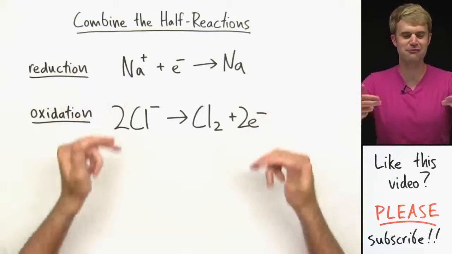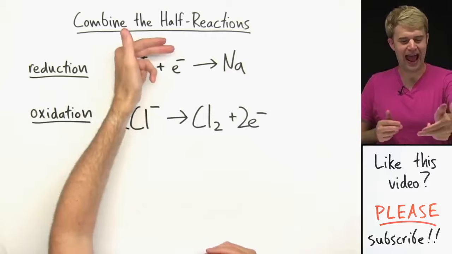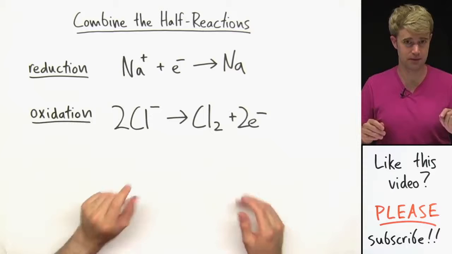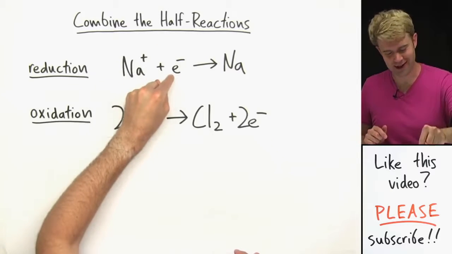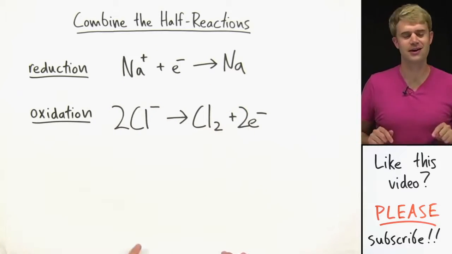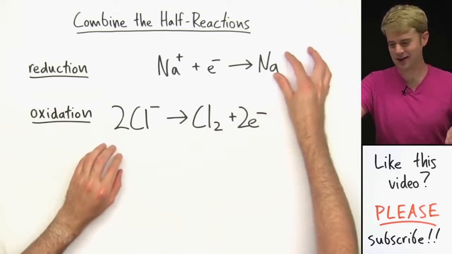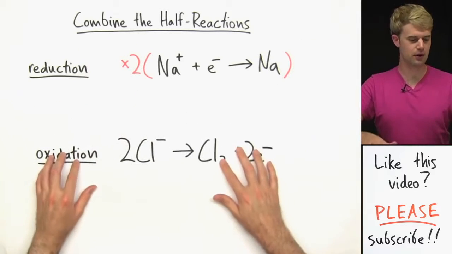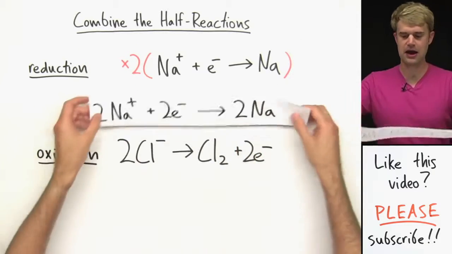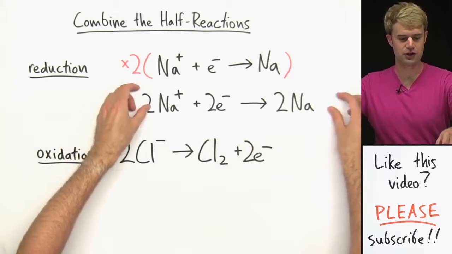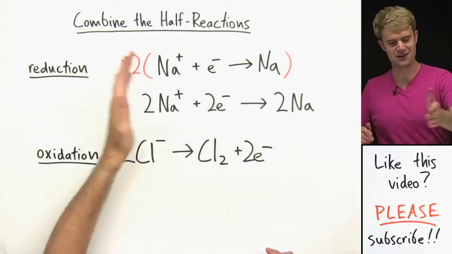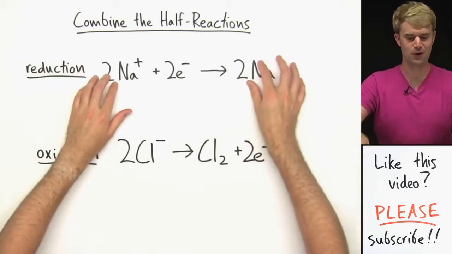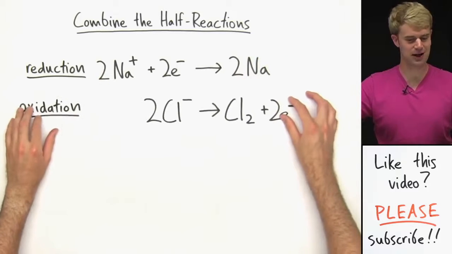Now let's combine these half reactions that we just wrote. In order to add or combine these half reactions together, they have to have the same number of electrons, but they don't. Right now there's one electron here and two electrons here. So to fix that, I'm going to take this reduction half reaction and I'm just going to multiply it by 2, just like it's a math equation. And that is going to give me this new reaction. I've just put a 2 in front of everything, distributing it across the reaction. Okay, so there's my new reduction half reaction, and then here's my oxidation half reaction.